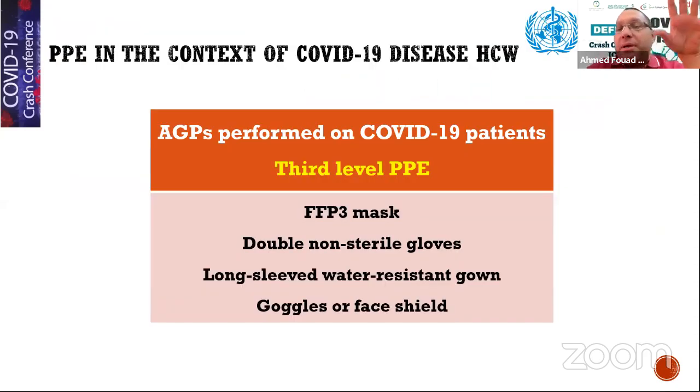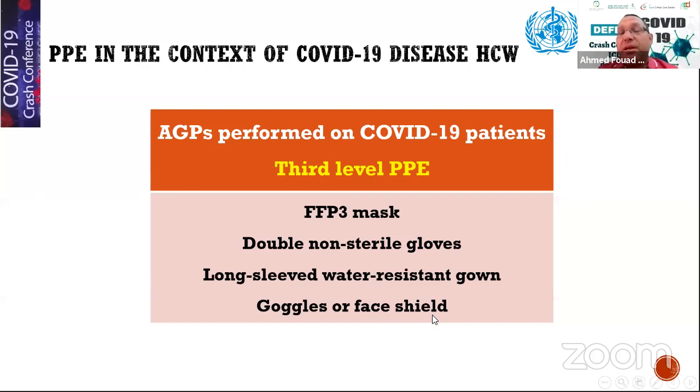PPE by WHO: they recommend that while you're performing AGPs for COVID-19, you have to go with the third level, the highest level of PPE. We have to go with an FFP3 mask. FFP3 mask is equal to N99 or N100. This is the same term, European and American. Double non-sterile gloves, long-sleeved water-resistant gown, goggles or face shield.